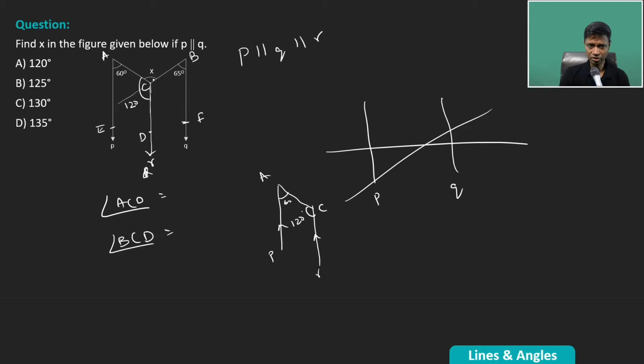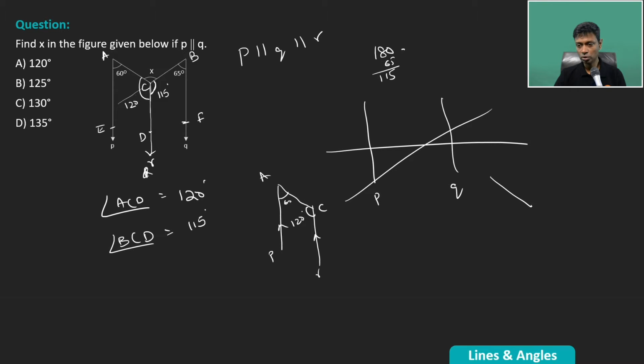Same idea, this side. Wonderful question. This is 65. So this should be 180 minus 65, which is 115 degrees. Fine. So we have found ACD is 120 degrees. BCD is 115 degrees. How do we find angle ACB?